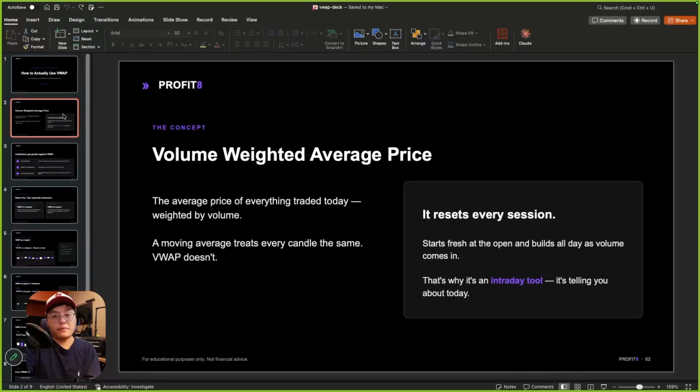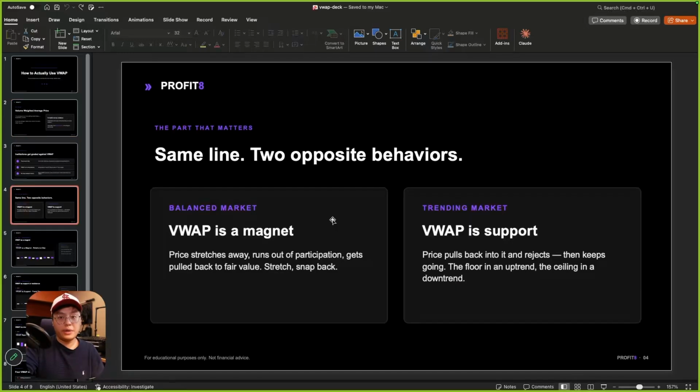So what is VWAP? VWAP stands for volume weighted average price, the average price of everything that traded today, weighted by volume. It measures from the start of the Asian session and goes throughout the whole session, so pretty much throughout the whole day. It's pretty much an intraday tool. VWAP can be used for two purposes.